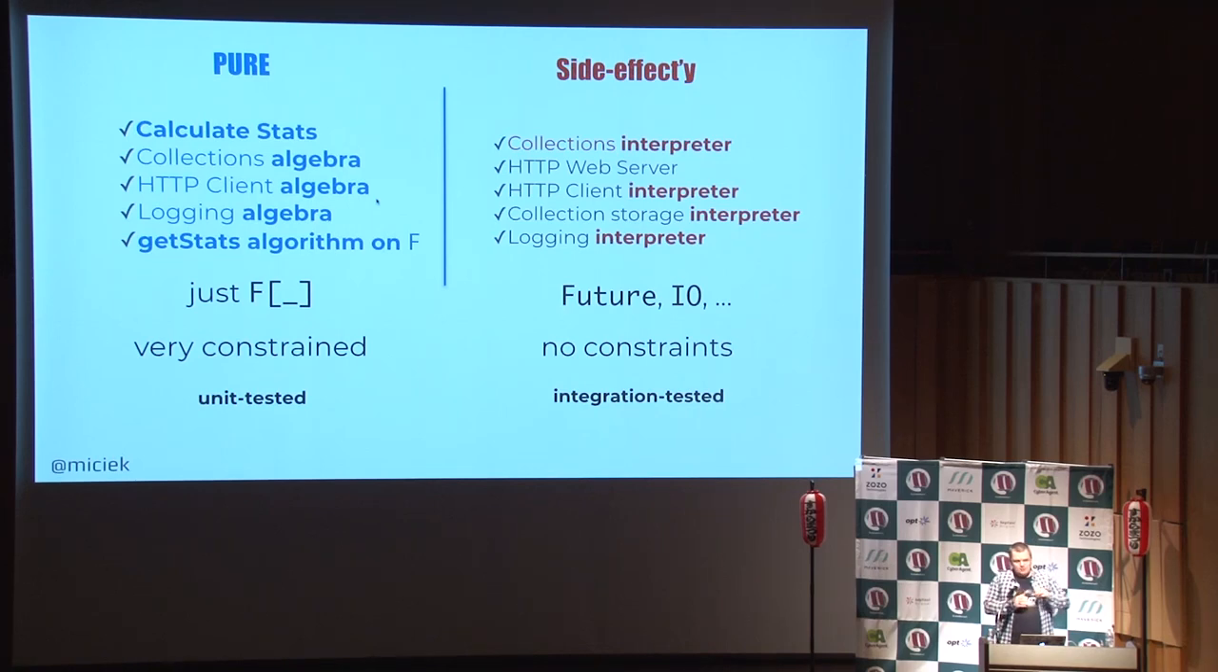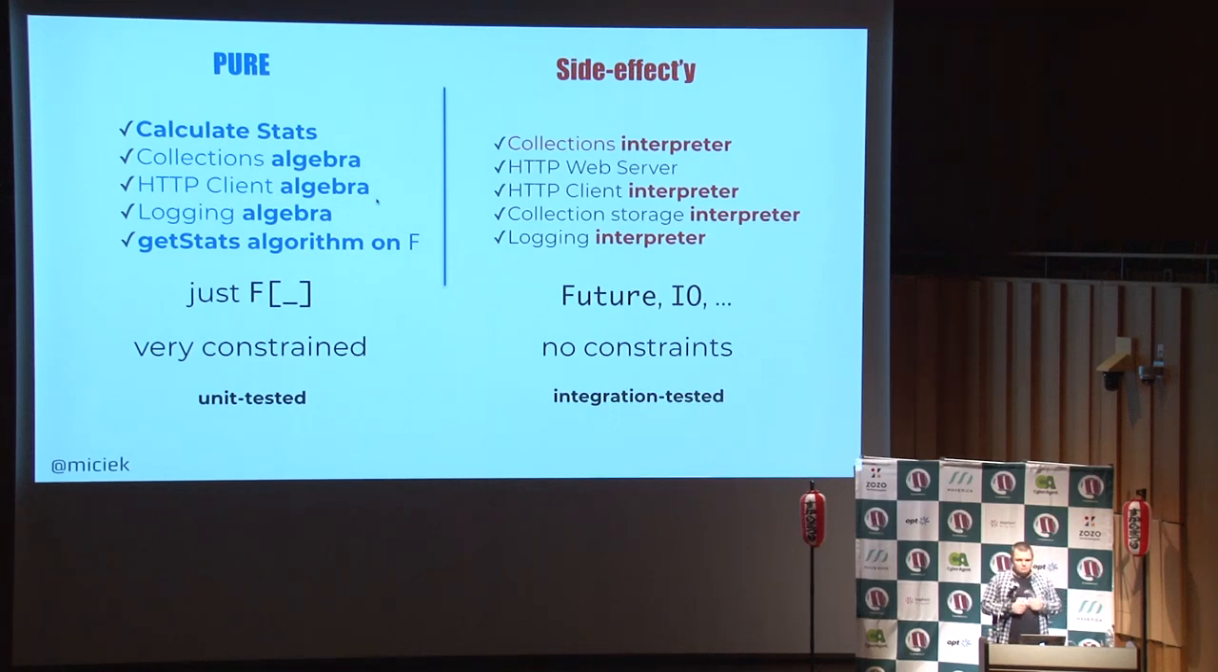So as functional programmers, we usually divide the code into those two worlds, right? It's the side that is pure and the side that is side effectful. And in the pure side, we use F-type. We use very constrained implementations, and we can use unit tests because there are no side effects, right? Unit tests or property-based tests, but usually very quick, very fast to run, and very, very stable tests.